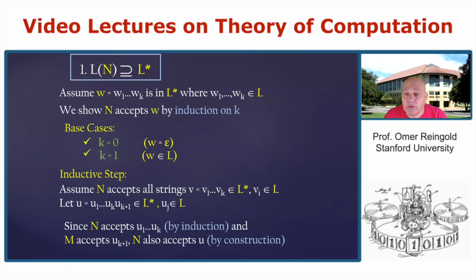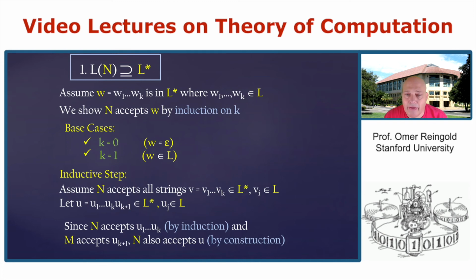And what we can also recall is that from every accept state, there is an epsilon transition to the start vertex Q1. Therefore, after reading u1 up to uk, we can be in the start vertex Q1 of M. Now, we also know that M is going to accept uk plus 1, meaning that when we run the computation on uk plus 1, at the end we reach an accept state of M. So all of this together means that N can also accept u.